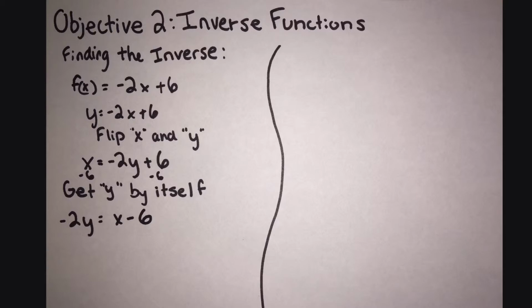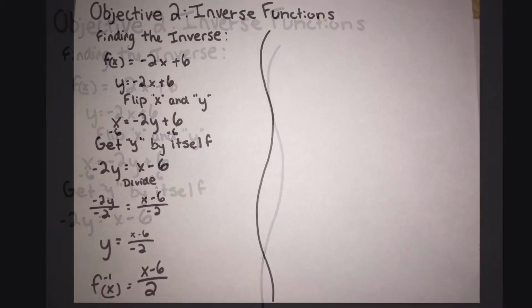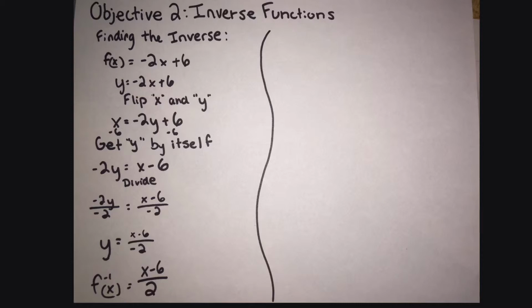Get y by itself. Subtract the 6 from both sides, leaving negative 2y by itself. Now, you want to cancel out to just have y. So, you must divide negative 2 to each side. y equals x minus 6 divided by negative 2. And there's your answer.